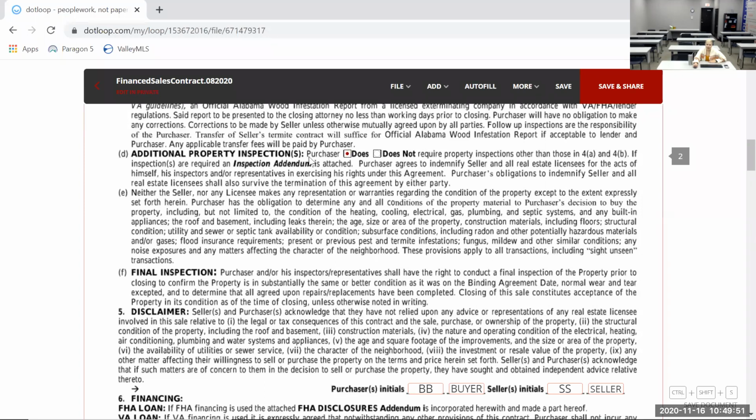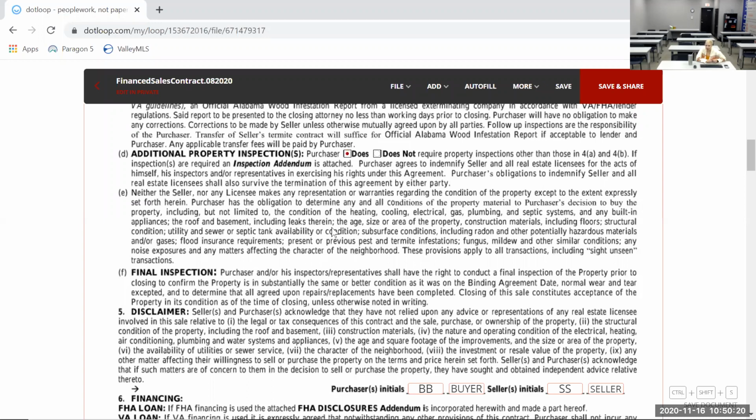Additional property inspection, purchaser does require property inspection. If they would like to waive that and put does not, then you would need a separate addendum stating that you have advised them to have a property inspection and they have declined, and you need them to sign it. I would never in the state of Alabama waive a property inspection.